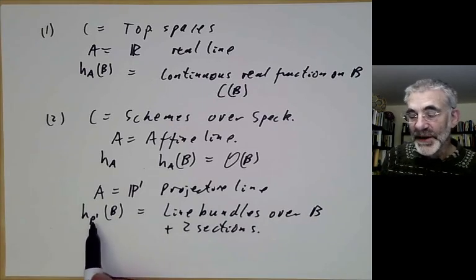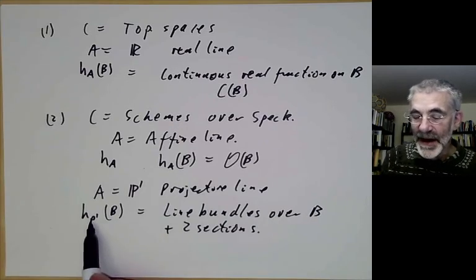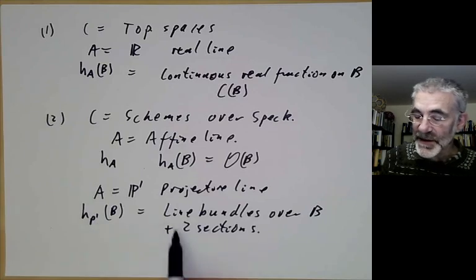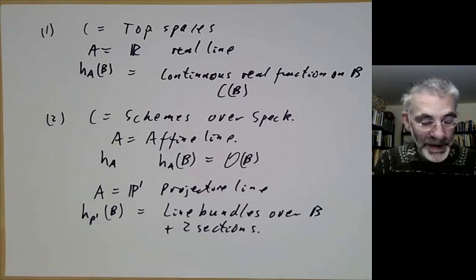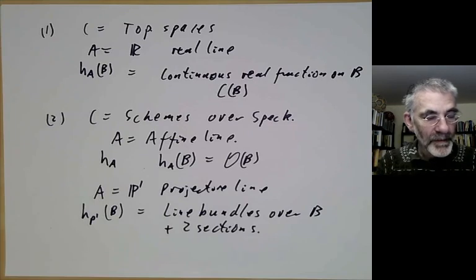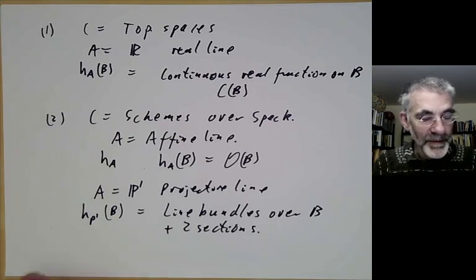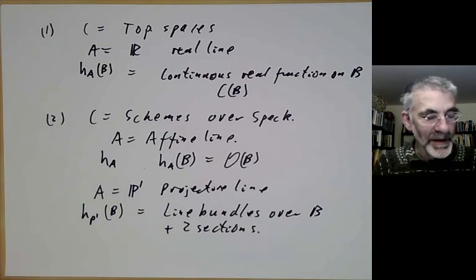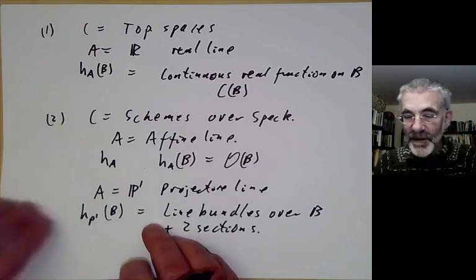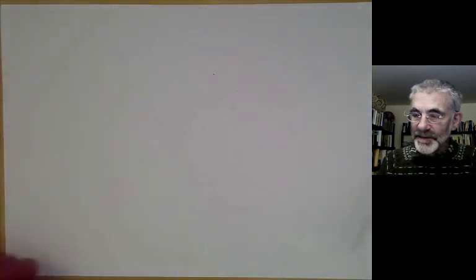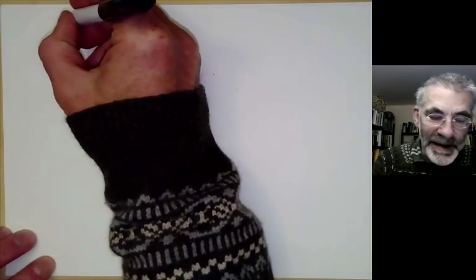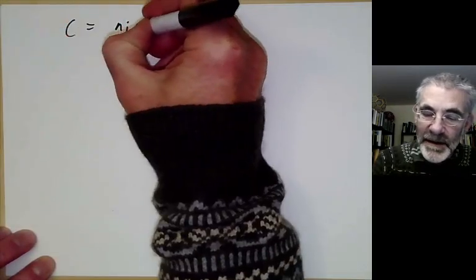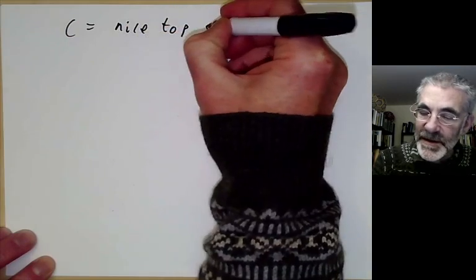plus two sections that generate the line bundle at all points. More generally, if you replace one-dimensional projective space by n-dimensional projective space, you get something similar, except you have n plus one sections. So another example is a sort of historical example from algebraic topology. So let's take C to be the nice topological spaces.